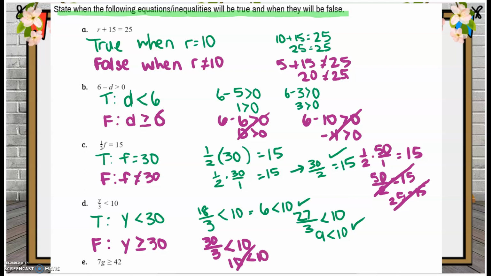What's another number that's greater than or equal to 30? What if I did a number like 60? 60 over 3, is that less than 10? Well, I know 60 over 3 is the same thing as 20, so is 20 less than 10? No, that is also false. So I'm not going to do this last one at the bottom, letter E. I'm just going to go ahead and stop with A through D.